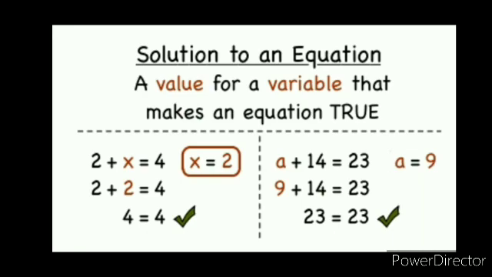Another equation: a plus 14 equal to 23. Here a is a variable. If we substitute 9 in that place, it makes both sides 23. So a equal to 9 is a solution of the equation a plus 14 equal to 23.